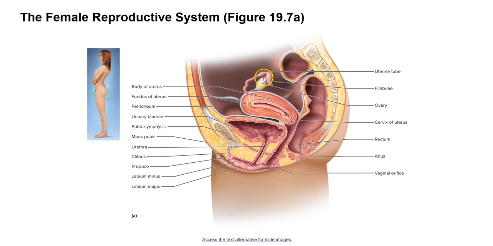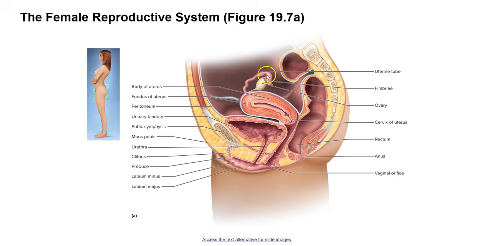These are our major reproductive organs because these are the organs that are going to be producing the female gametes, as well as producing some important reproductive hormones for us, including estrogen and progesterone.